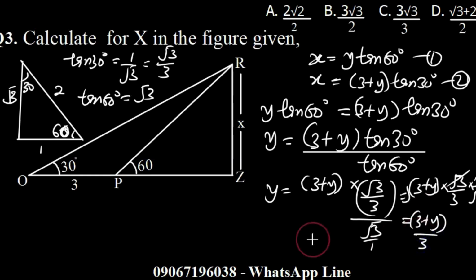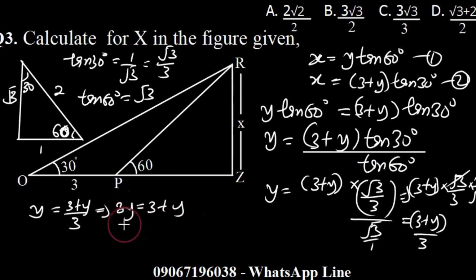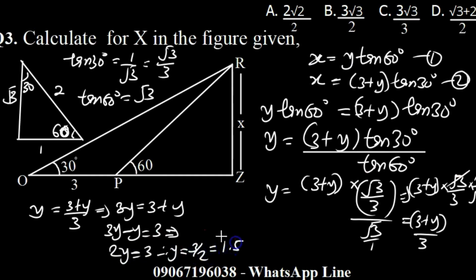All right, so let's see that. Finally, y is equal to 3 plus y divided by 3. If I cross multiply, this gives me 3y is equal to 3 plus y. Now bring y over here, that gives me 3y minus y is equal to 3. This gives me 2y is equal to 3, and therefore y is equal to 3 over 2, which is equal to 1.5. So my y is 1.5, and I'm going to use that to find my x.